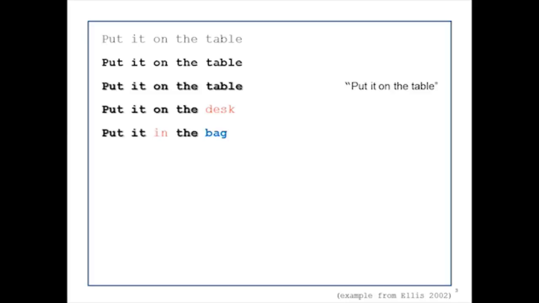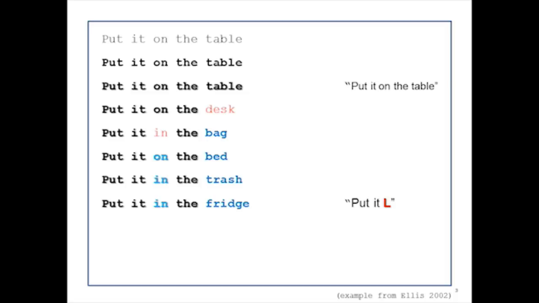Put it in the bag. Now we've got an interchangeable slot for prepositions. Put it on the bed. Put it in the trash, and so forth. What we end up with is the idea that put something in a location has a clear meaning to it and a clear form structure. Put something in somewhere, a location.